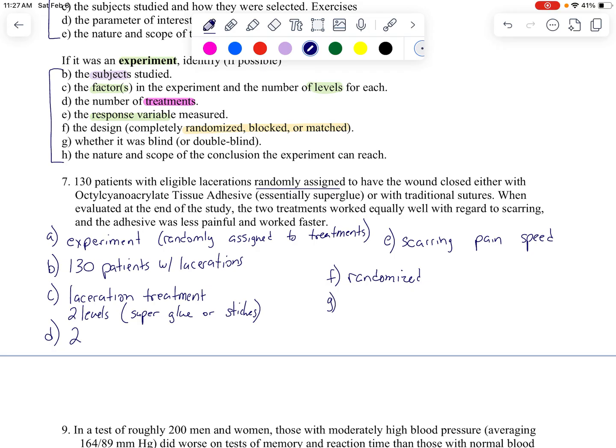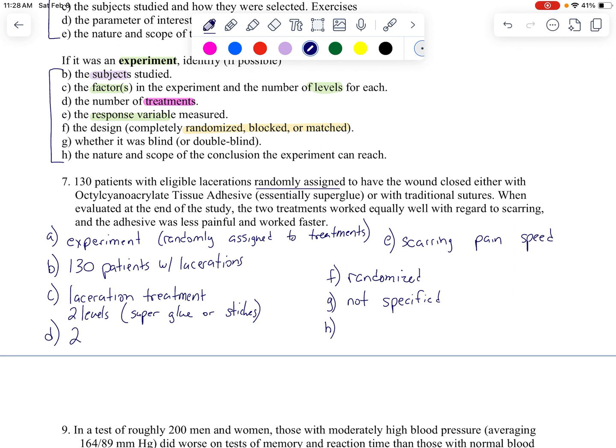So G is going to be whether you are blinded or not to this. Okay. Now it doesn't say anything about the blindness. It doesn't say, but I'm going to guess you're going to know whether you got super glue or stitches. So this was not blinded. Actually, we'll put not specified. I'm going to guess it wasn't, but we don't know that.